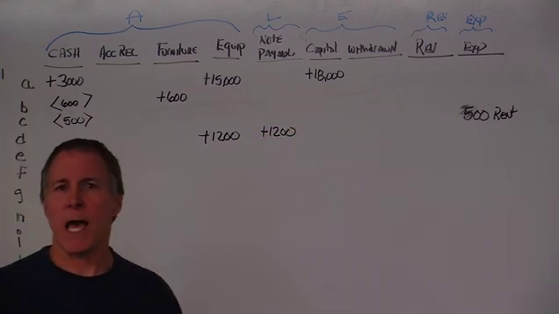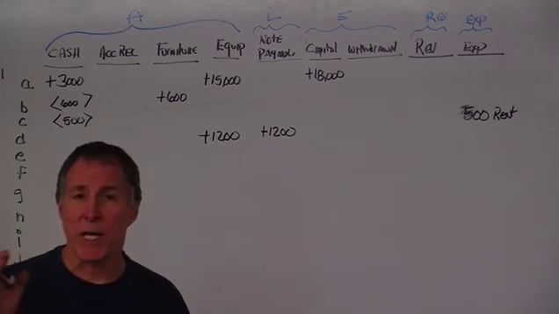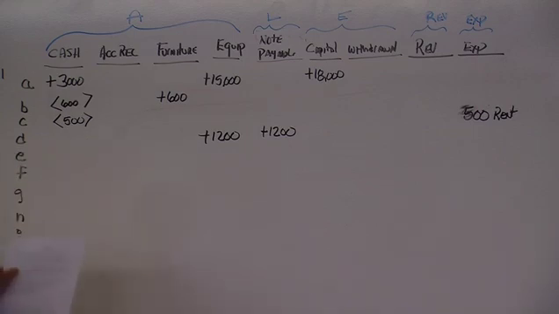Assets go up, liabilities go up by equal amounts. The equation A equals L plus E still balances out. Well, let's go down to the next one, and we're now down on item E.